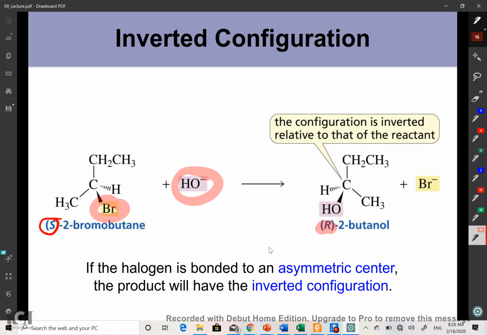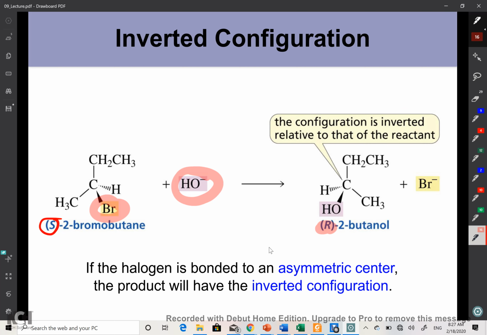Now there are two things. If there's inversion of configuration, you can tell me how the entering group is attacking the molecule. How does it attack the molecule? Does it attack the molecule from the front or from the back? What do you think? Logically, if there's inversion of configuration, does it attack from the front or from the back? From the back. Does that make sense? It means the attack is from the back.